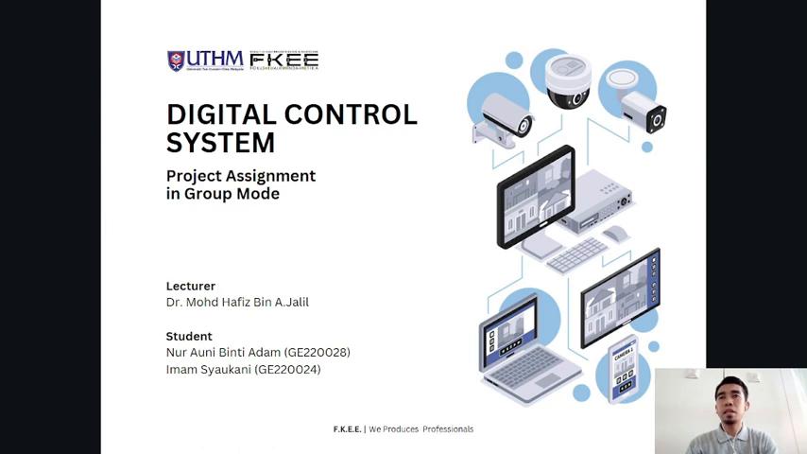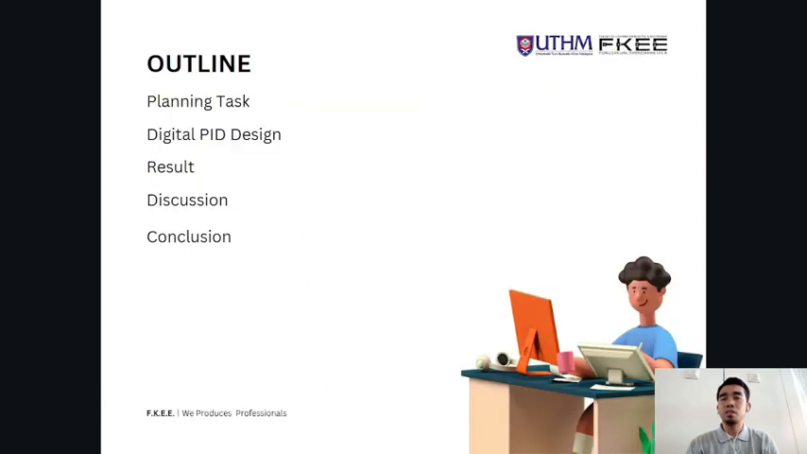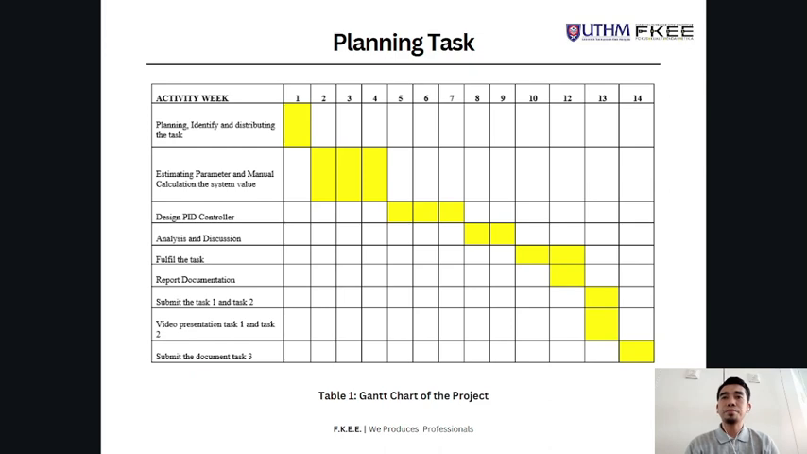Okay, going to the first slide. The slide is about the outline of this project. First one is planning task. The second one is digital PID design, the third one is results, and the fourth one is discussion. The last one is conclusions. Okay, let's go to the next slide.